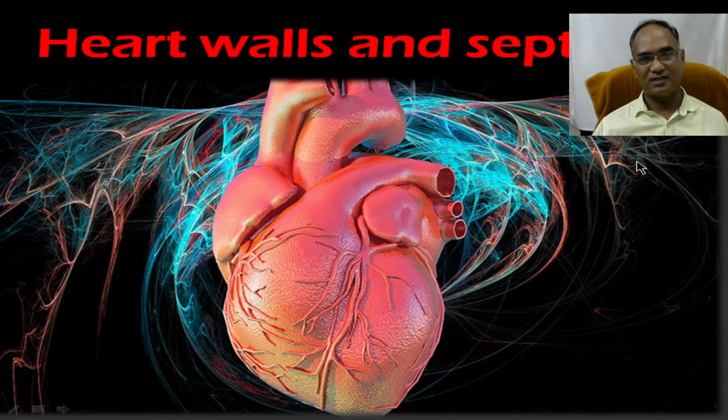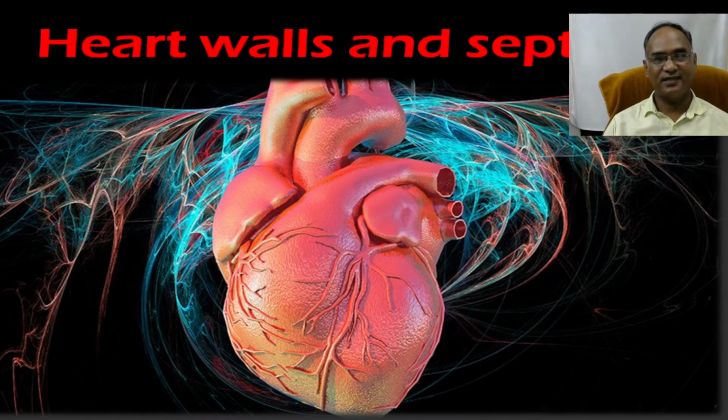To discuss about heart walls and septum. So heart walls is very simple. The heart wall is made by three layers. Those layers we are going to discuss.